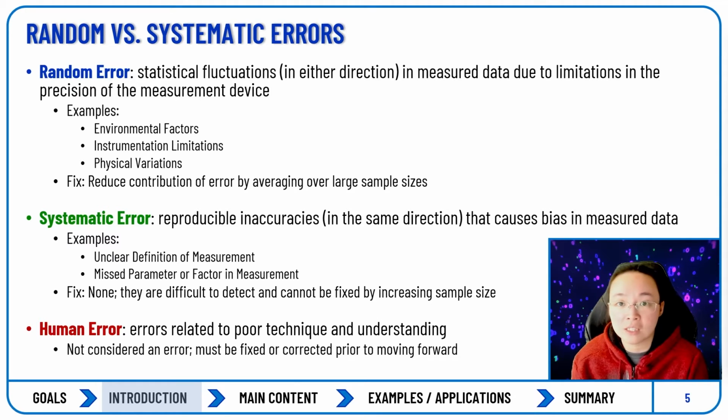So when you're presenting a result, it's not so good to say, here are my results, I made mistakes in measurements, and I also forgot to take these factors into account. It's probably not the greatest idea to present that as your conclusion, especially when you're trying to publish papers. So we don't consider human errors an error. They have to be fixed or corrected prior to moving forward.